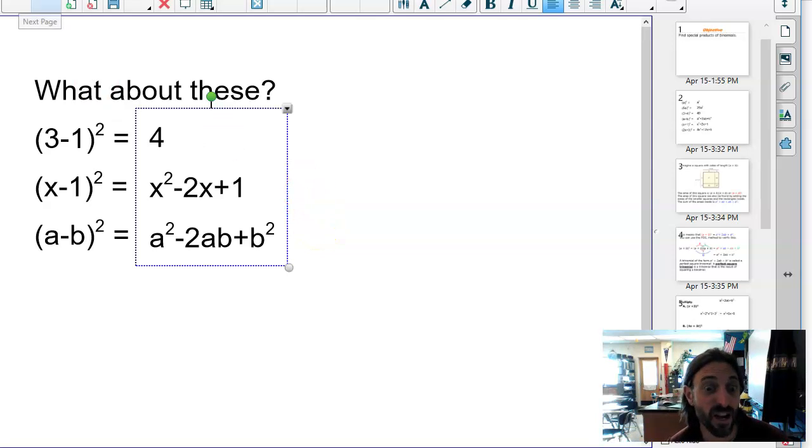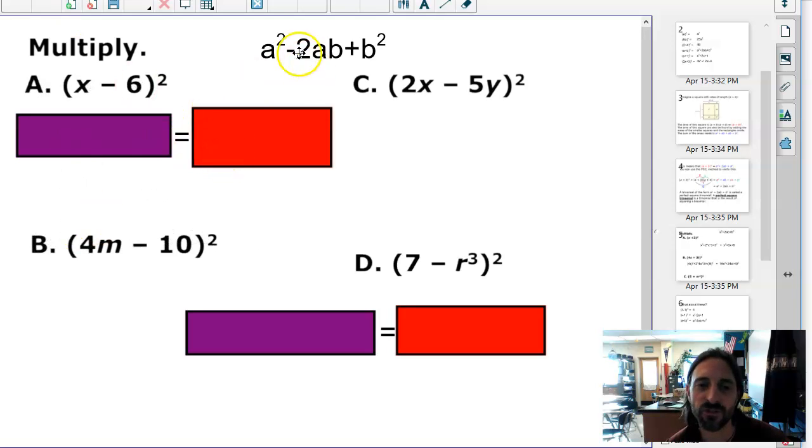Well, wait a minute. That's a very similar pattern. The difference now is you're subtracting the middle term. And again, a negative times a negative is always going to be a positive, but you're going to end up with a negative middle when you have the difference of squares, right? So check this out. Again, I'm just going to do the example a and b.